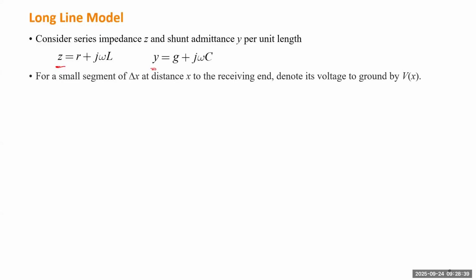And we study a very small segment at a distance x. We have to determine the origin. Here, we want to use the receiving end as the origin, which is distance 0. And the source of the line, the sending end, if the line has a total length of L, will have distance positive L, and the receiving end will be 0. Then we can have a function: the voltage will be a function of x.